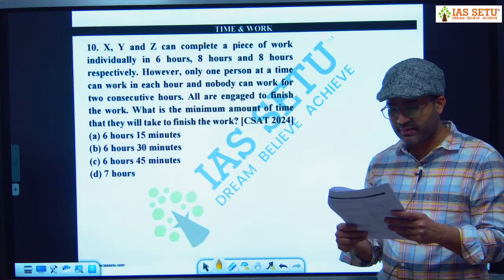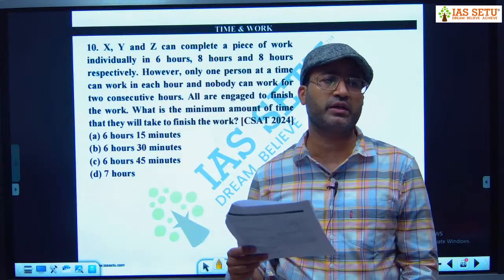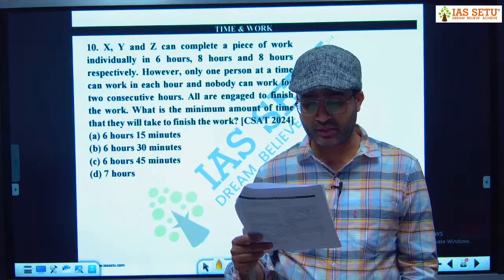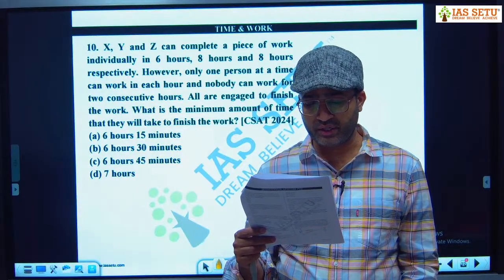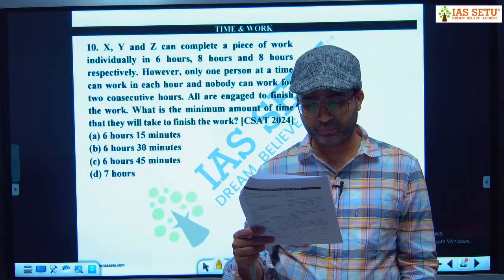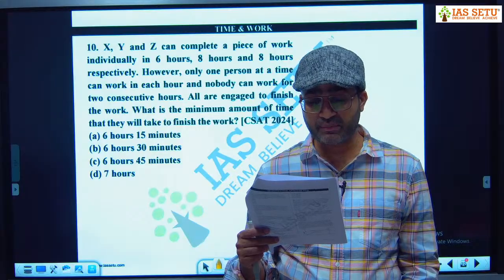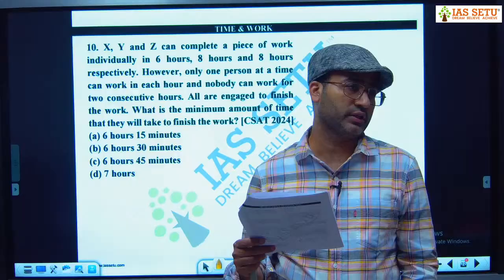X, Y, Z can complete a piece of work individually in 6 hours, 8 hours, 8 hours respectively. However, one person at a time can work in each hour. Nobody can work for 2 consecutive hours. All are engaged to finish the work. What is the minimum amount of time that they will take to finish the work?